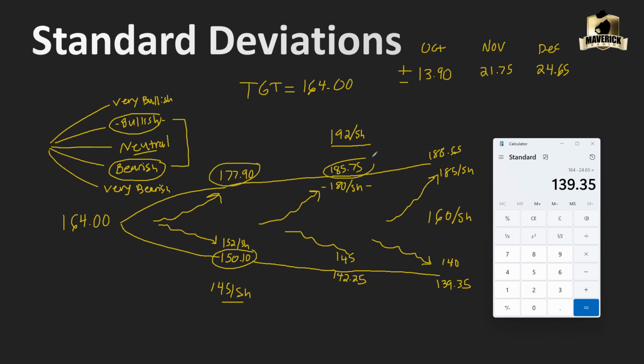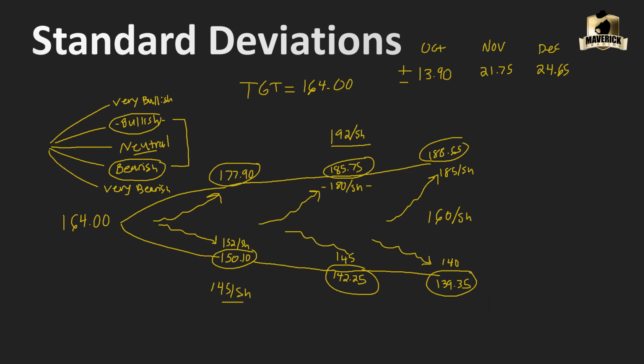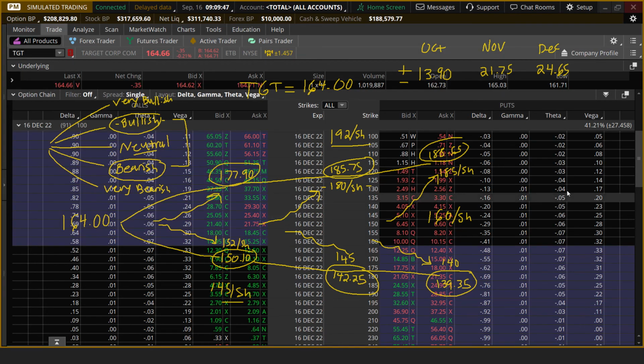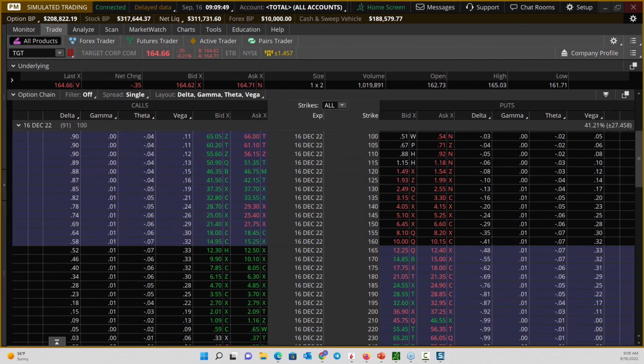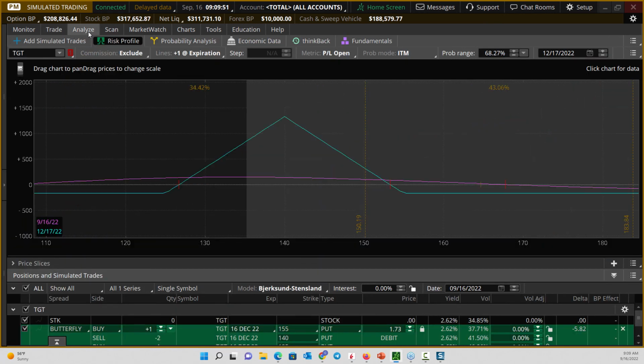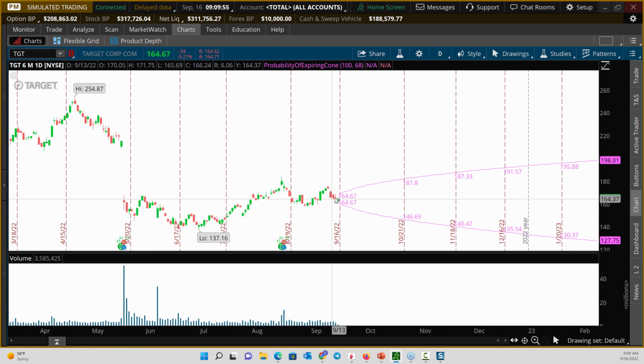Because I'm going to go to Target's chart, and I'm going to show you that this will differ just a little bit with the Thinkorswim default chart. Let me show you what I mean. So if we plug these numbers in on Target, I'm going to kill this, and we go to analyze, and in fact, let's go to the chart because it'll show these numbers for Target. Okay, here's where Target's at, 164. And here's the top and the bottom through October and through November and through December.